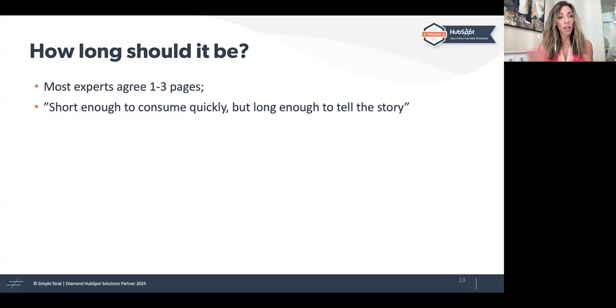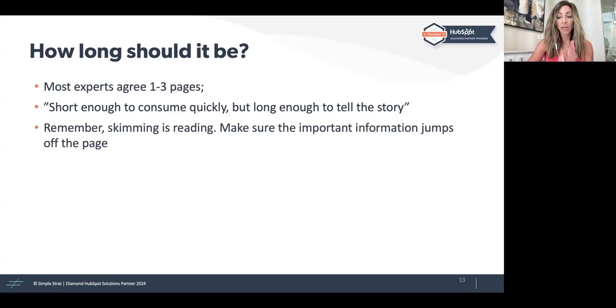If you go a little bit longer, beyond two pages, you do need to structure it so you have an executive summary at the front. So if they only read the first page, it's kind of like how people read proposals. They're like, flip, flip, flip, flip, investment page, pricing. Everybody just wants the brass tacks of what that is. So that's about how long. And remember, skimming is reading. So the most important information needs to jump off the page.